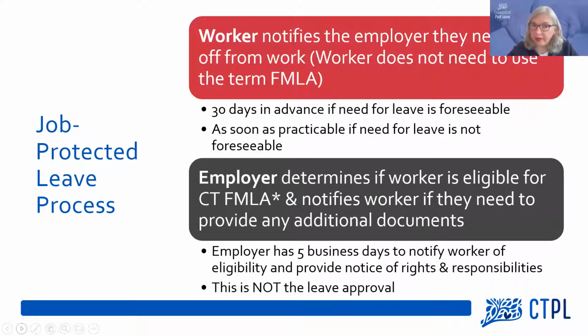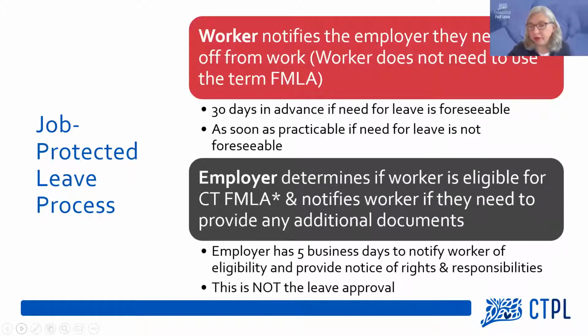Let's talk about the process. The worker tells you, the employer, they need time off from work for a reason that sounds like one of those FMLA reasons I discussed, but they don't need to say FMLA. They may not know that it's FMLA, so you as the employer need to pay attention to what they're asking for. Be like, oh yeah, time off to care for mom when she's sick, sounds like FMLA. And you have to provide them with that information. The employee is supposed to notify you at least 30 days in advance if the need for leave is foreseeable, or as soon as practicable if it's not foreseeable.